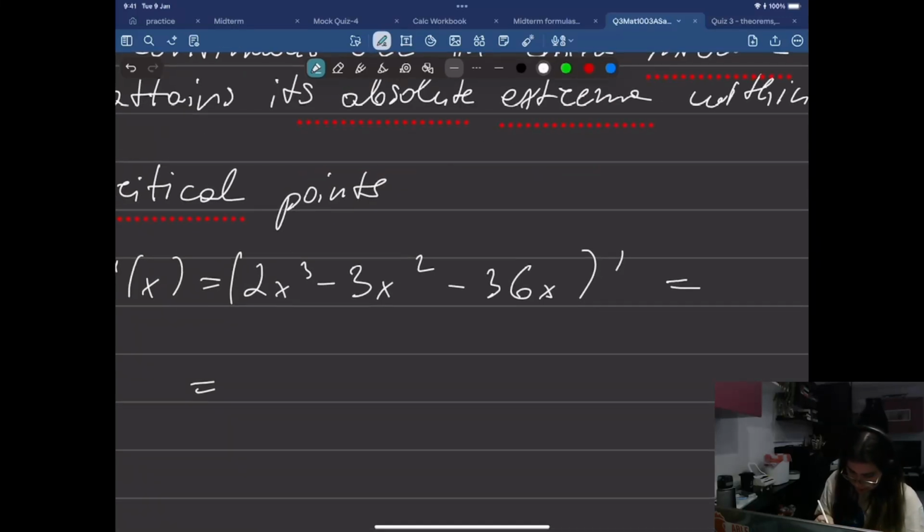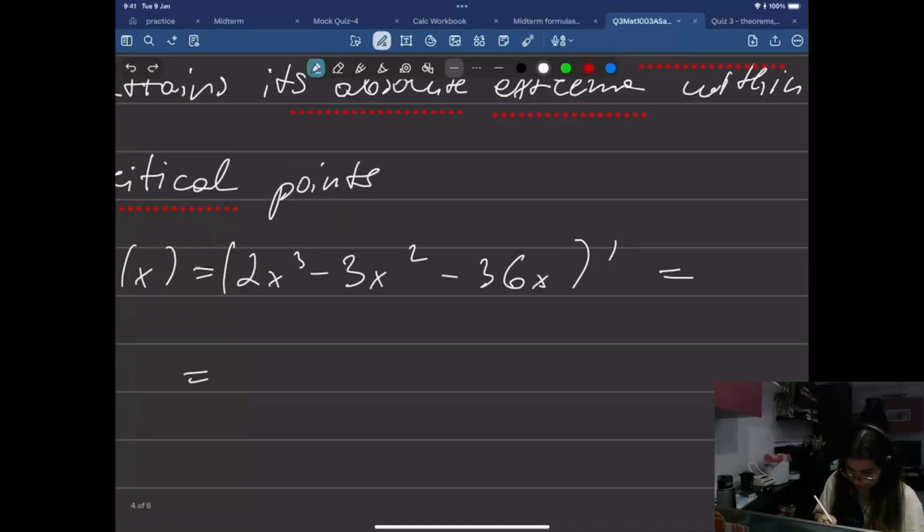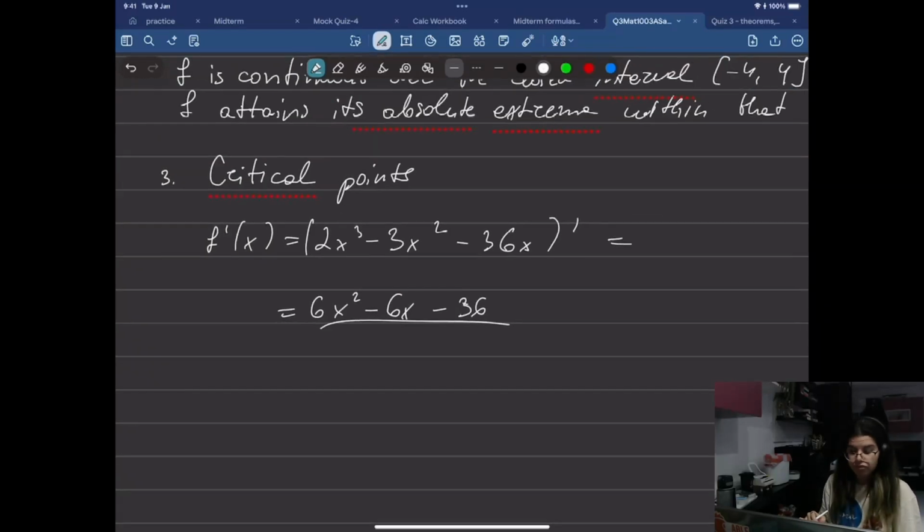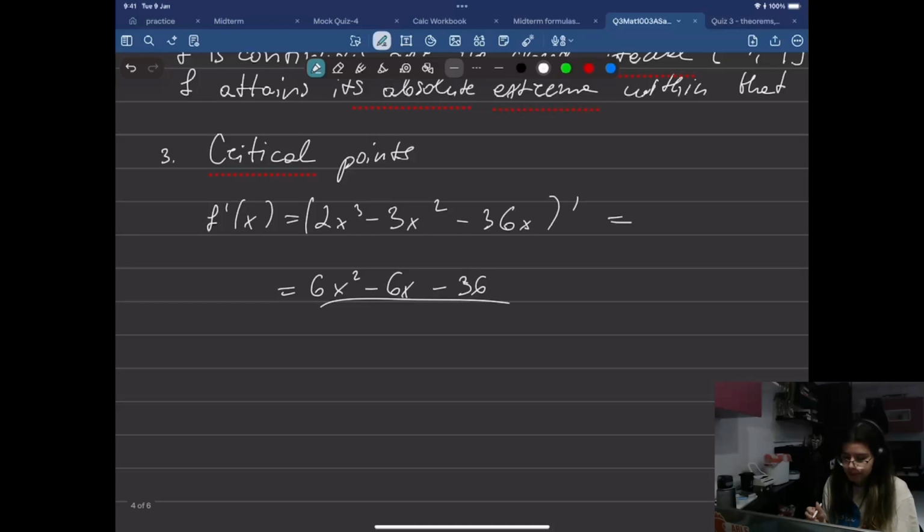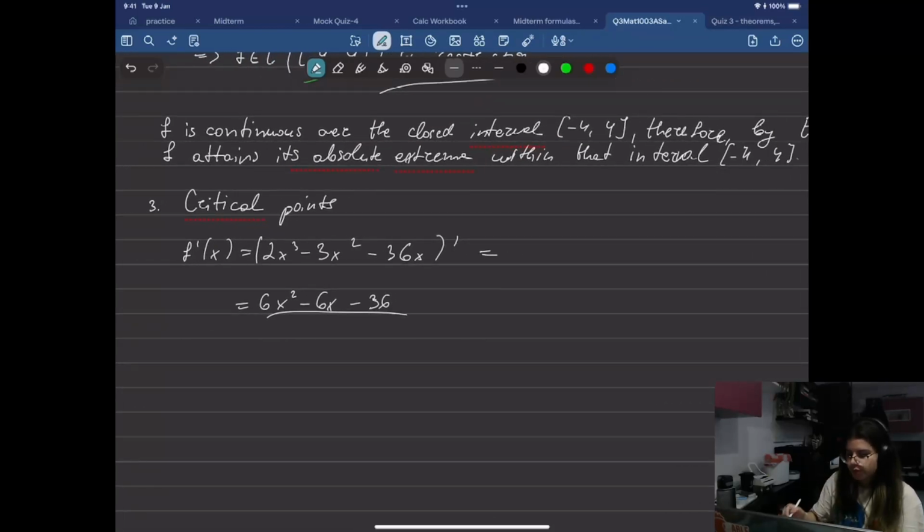So I plug this down, so that's 2 times 3. It's going to be 6x squared, because I subtract 1 from the exponent, minus, take this down, so it's going to be 2 times 3 is 6x to the first power, which is just 6x, minus 36. Okay, that's my derivative. Now, from here, what was the rule for critical points? Critical points are those points where the derivative is either 0 or undefined.